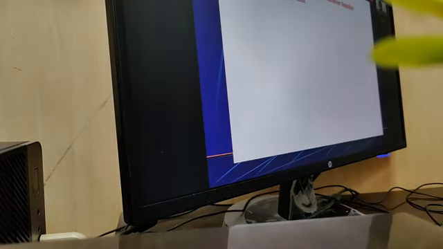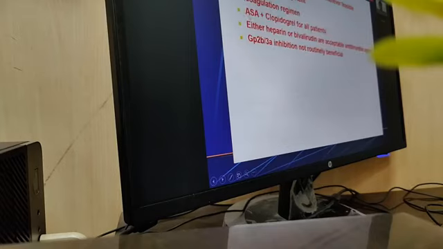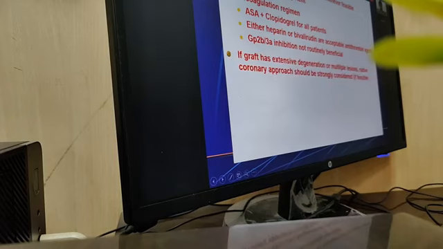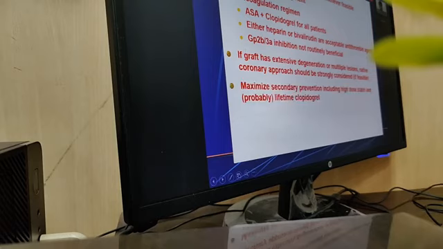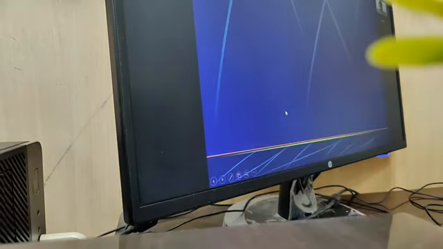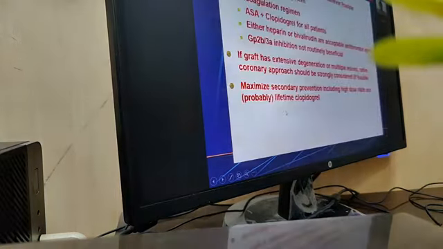So finally, what are the indications of current recommendation? Use an embolic protection device whenever feasible. Use a drug-eluting stent. Anticoagulation with aspirin plus clopidogrel to all patients. Either heparin or bivalirudin is an acceptable antithrombin. GP2B3A receptor antagonist for SVG intervention is not routinely beneficial. If the graft has extensive degeneration or multiple lesions, a native coronary approach should be strongly considered if feasible. Maximize secondary prevention using high-dose statin and probably lifetime clopidogrel. So this is how you use it.